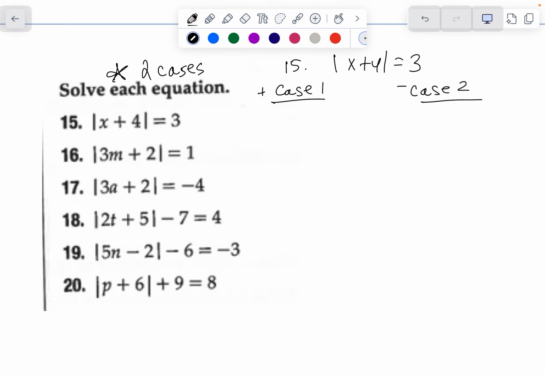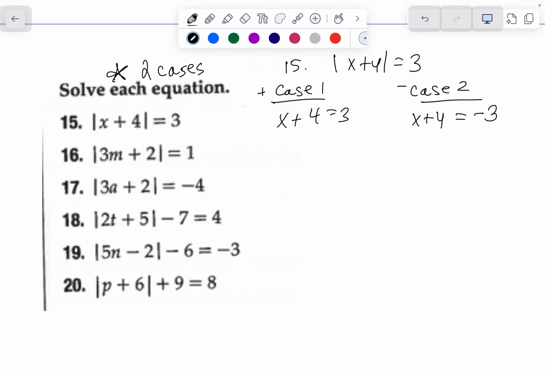The positive case, you just drop away the absolute values, and you solve it. So that's nice. Case 2, you drop away the absolute value, but you make that the negative version. So that's why it's -3 and +3, because it's a directional thing. Where would x plus 4 be? 3 to the left and 3 to the right. And so that's why you get 2 answers.